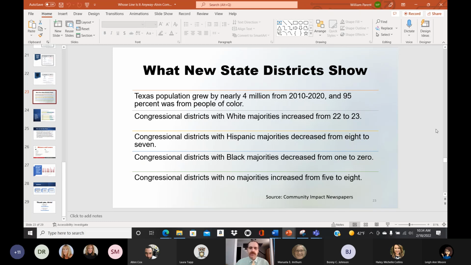So clearly that growth has come from Hispanics, African Americans, and Asians here in the state. Congressional districts with white majorities increased from 22 to 23. So now 23 out of those 38 congressional districts have white majorities. Congressional districts with Hispanic majorities decreased from 8 to 7. Congressional districts with black majorities decreased from 1 to 0. Congressional districts with no majorities increased from 5 to 8.